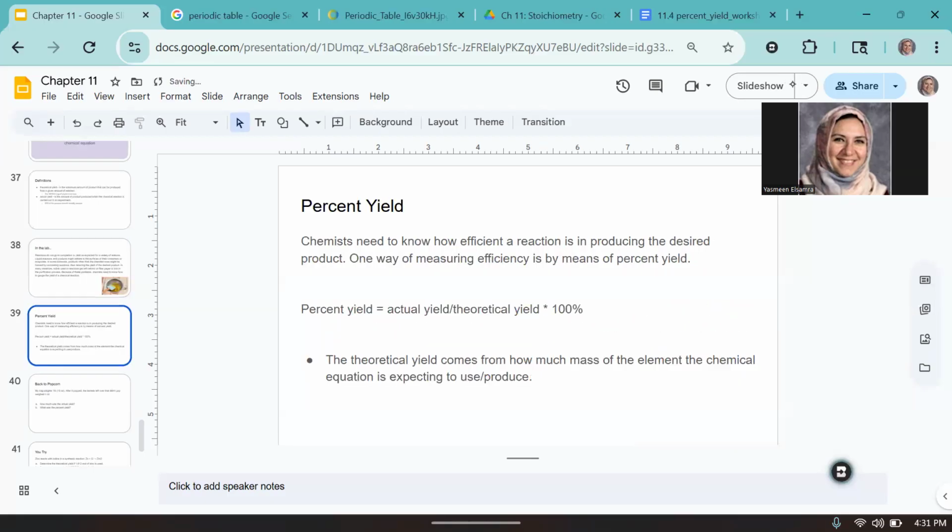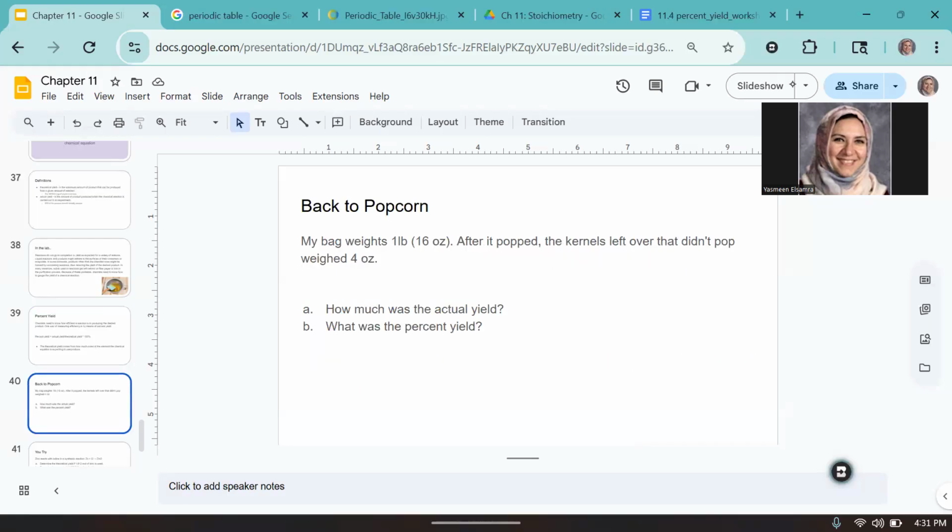And that brings us to percent yield, which gives us the efficiency of the chemical equation. So percent yield is how much you actually got out of the equation over how much you were supposed to get out of the equation, how much you can assume you are supposed to get out of the equation, and making that into a percentage. So multiplying by 100. So back to the popcorn example.